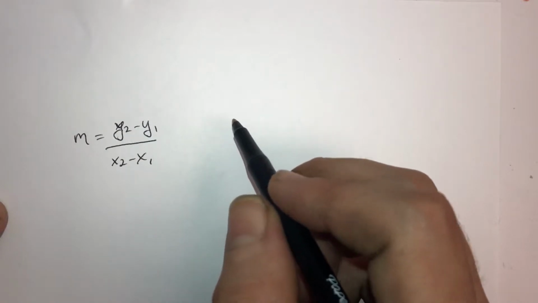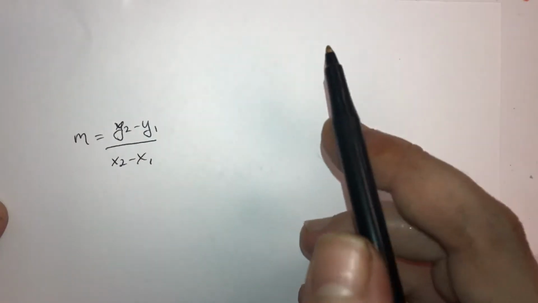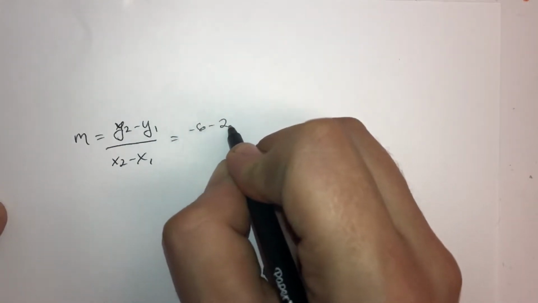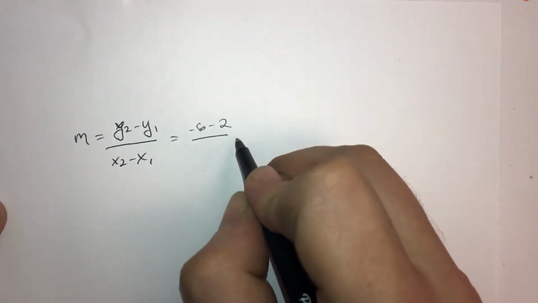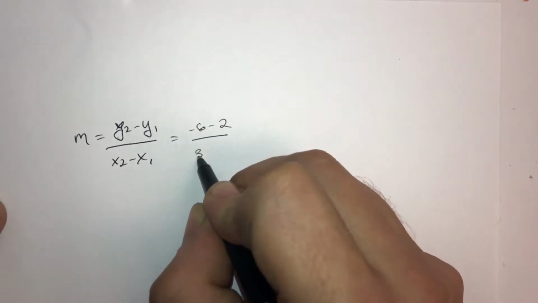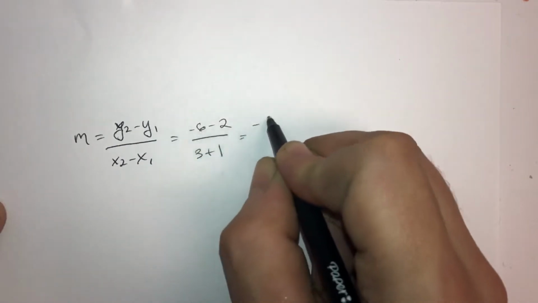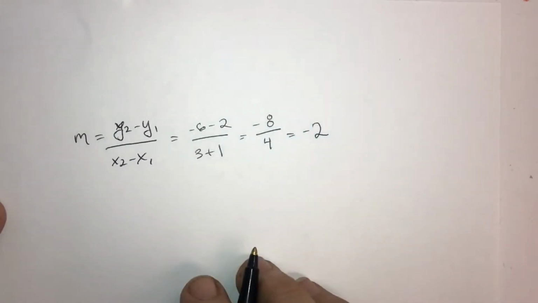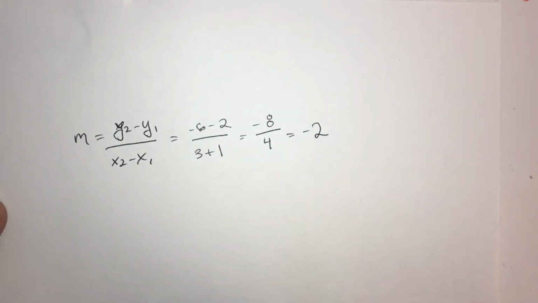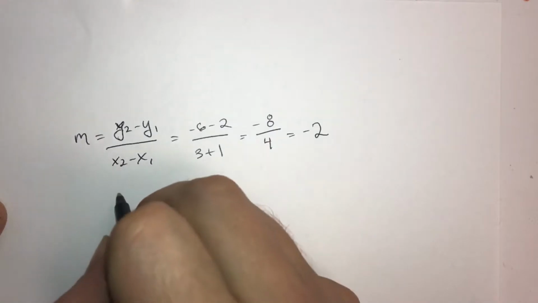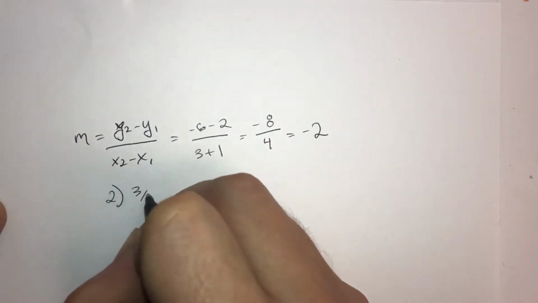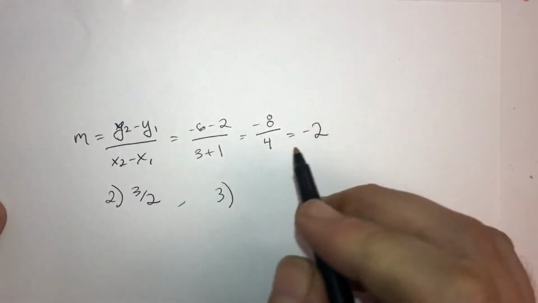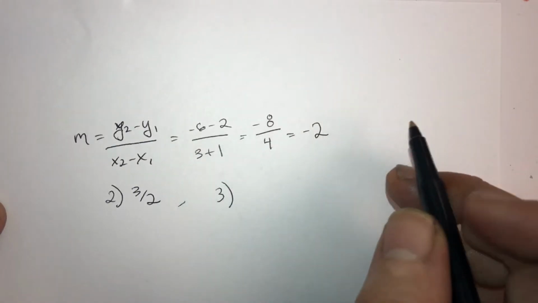The correct answers are, let's just do them. The first one was -6 minus 2 over 3 plus 1. -6 minus 2, that's -8. 3 plus 1 is 4. So that turns into a -2. For the second one, the slope was 3/2. So the correct answer for number 2 is 3/2. And the correct answer for number 3 is -3 minus 1.